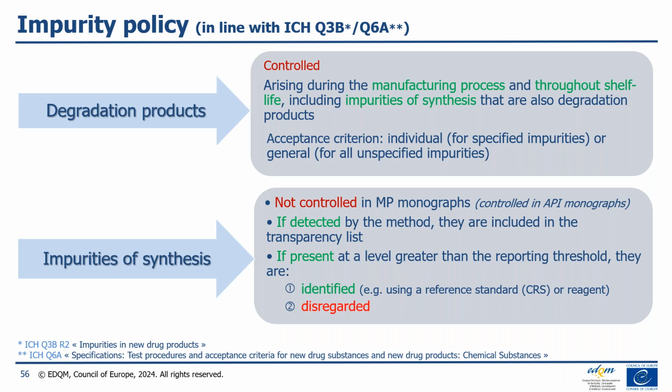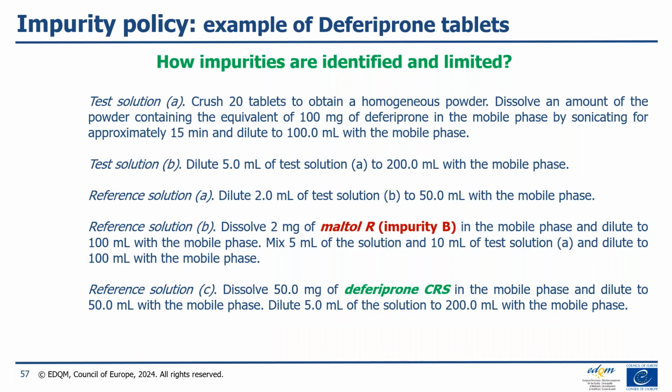If they are detected by the method given in the individual monograph, they are included in the transparency list. And if they are present at a level greater than the reporting threshold, they have to be identified using a CRS or a reagent, and they have to be disregarded. This is well presented in the following examples.